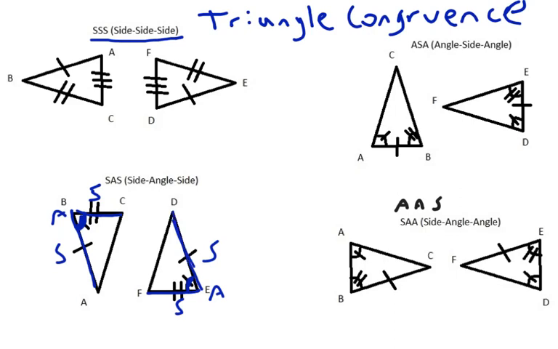And right there, DE would correspond with the one that has one hash mark over here, which was BA. And we also see that CB corresponds with the one with 2 hash marks, which would be EF.